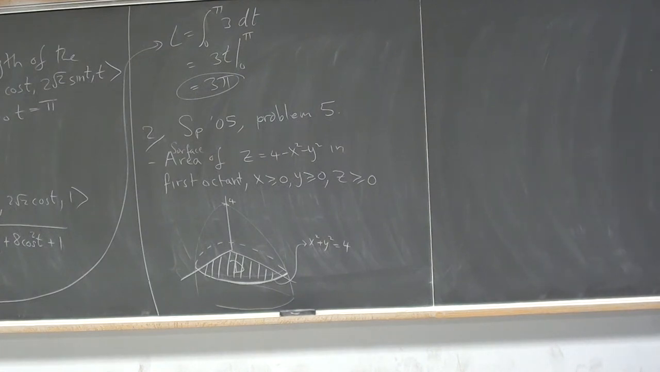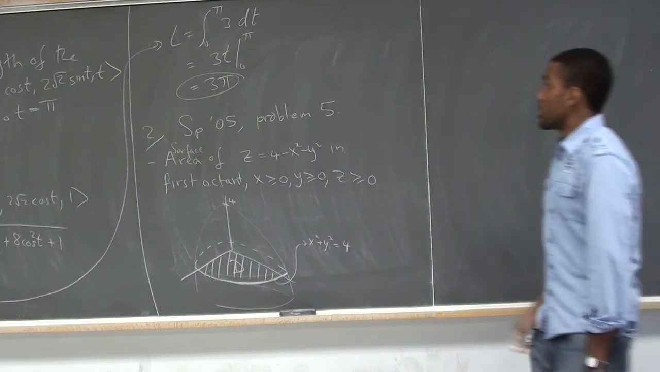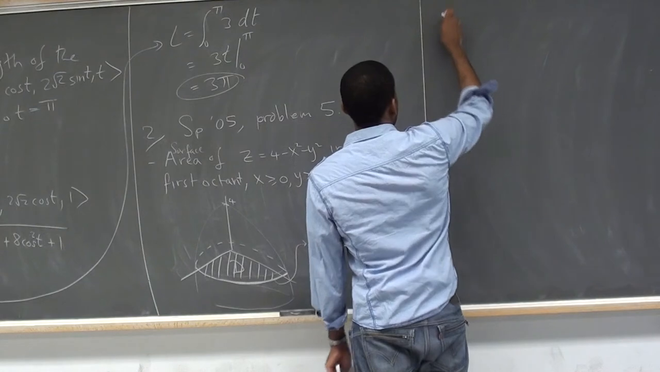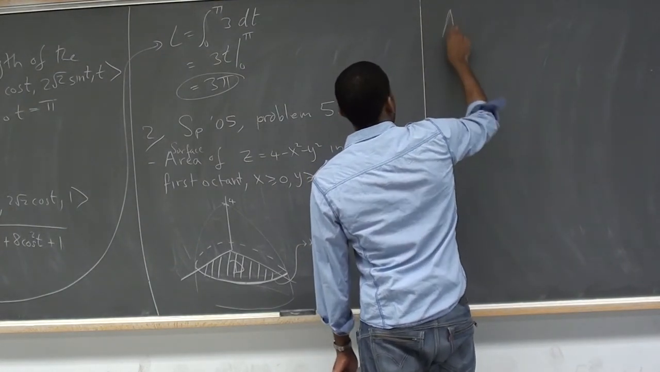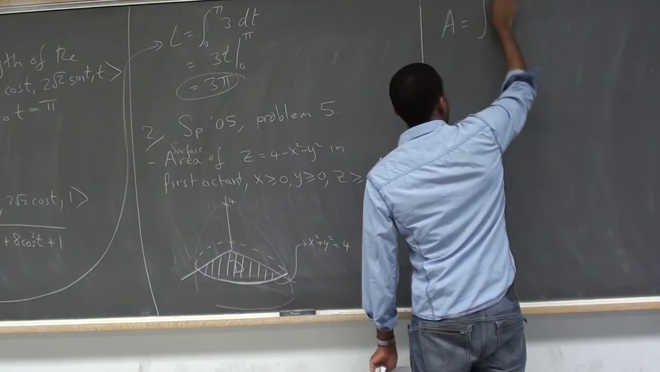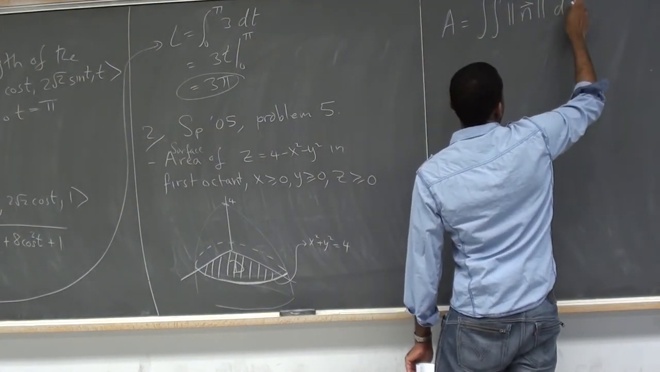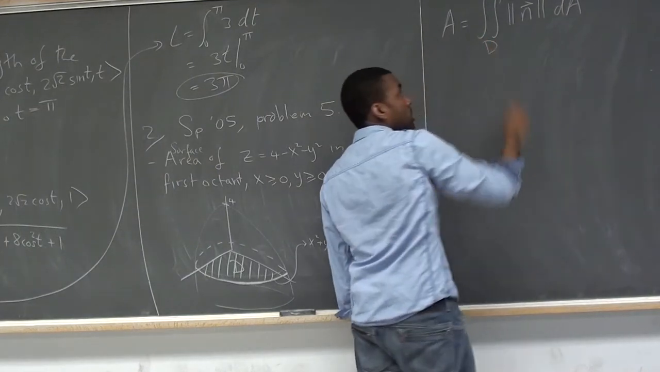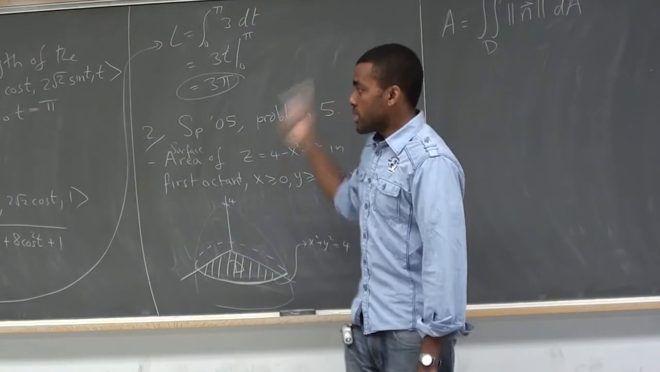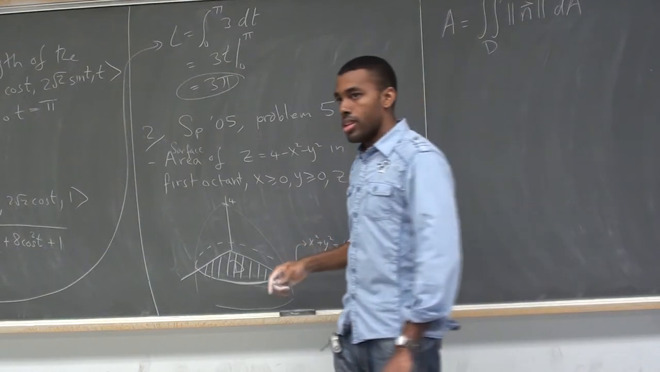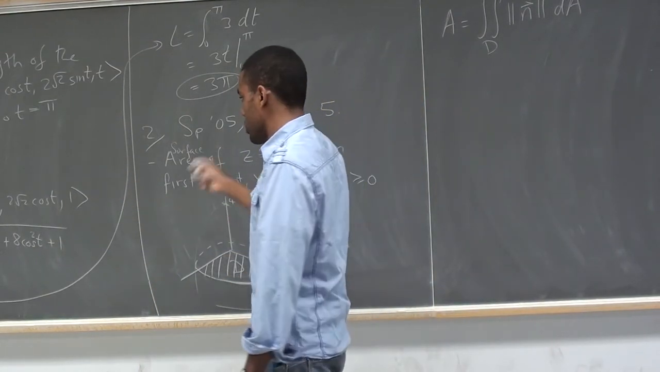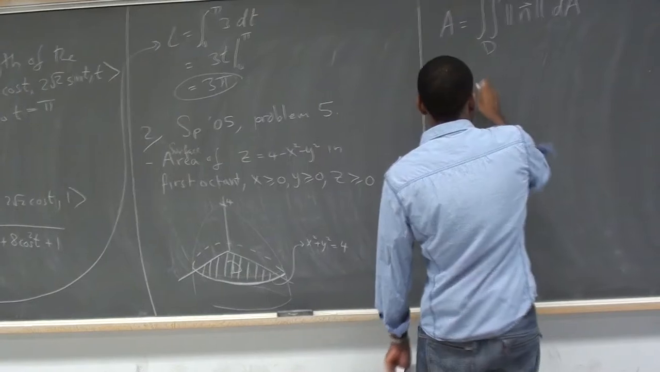Okay, so how do we do it? How do you find surface area? The function is given explicitly, so you can just use the shortcut formula. You don't have to parameterize anything. Area is the double integral of the magnitude of the normal vector over D. Now remember, we can get our normal vector in two ways: the parameterization way, or the shortcut way. I'll do the shortcut way.